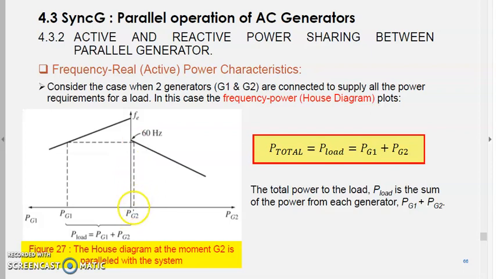What happens if you want to gain more power from genset 2? You have to lift the slope all together upwards, such that you can extract more from genset 2. If you maintain it like this, only a fraction of it you can gain from genset 2. And so this is the total load power of the system.